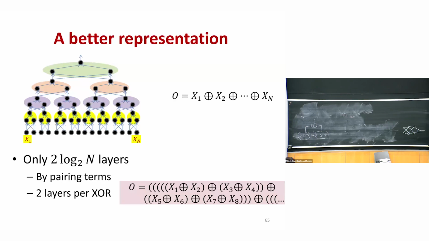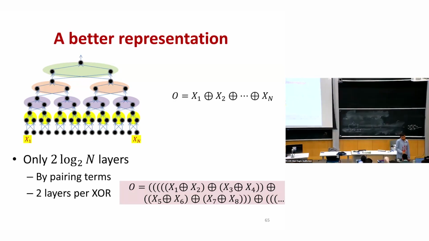But then what this tells me is that I can get away with a linear number of units if the depth that's permitted to me is 2 times log of n. What would happen if I said that you're not allowed 2 times log of n layers? You're only allowed 7 layers.